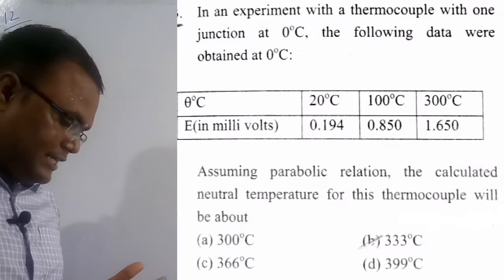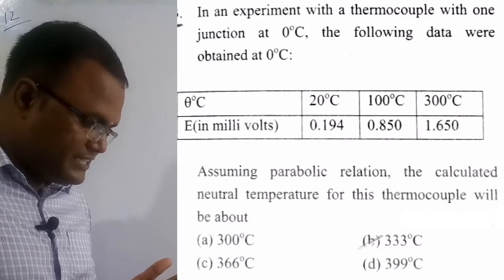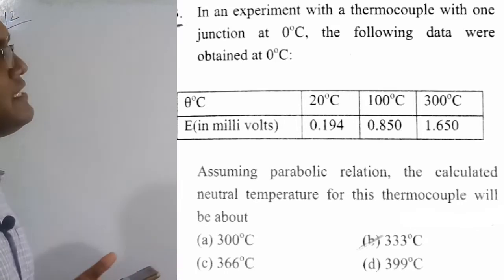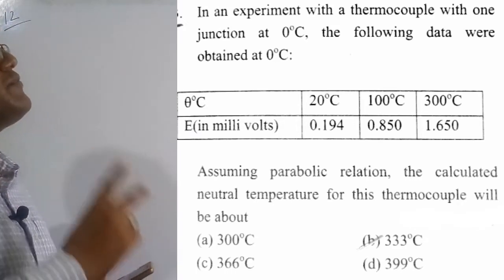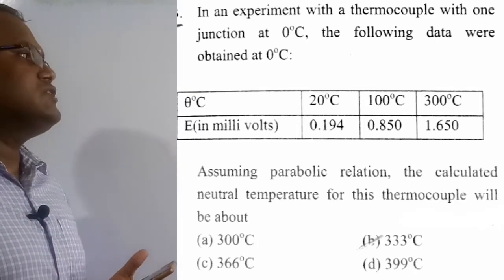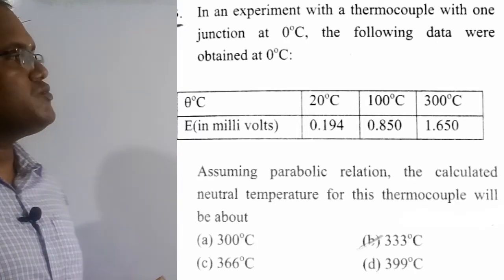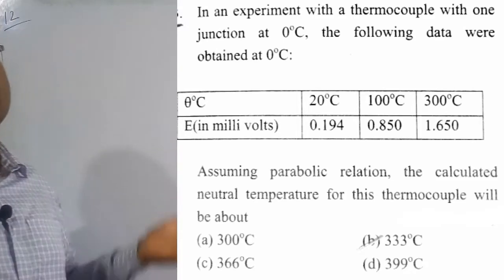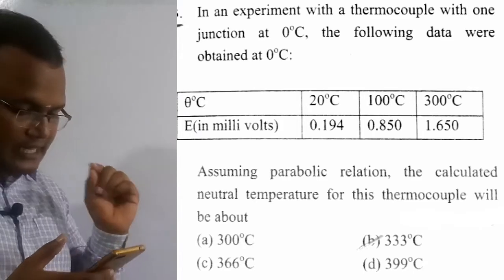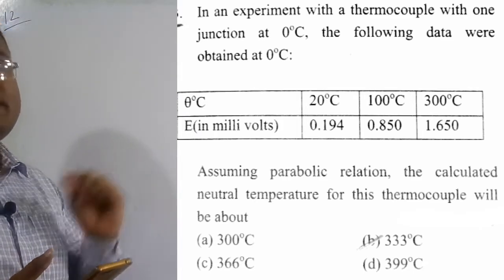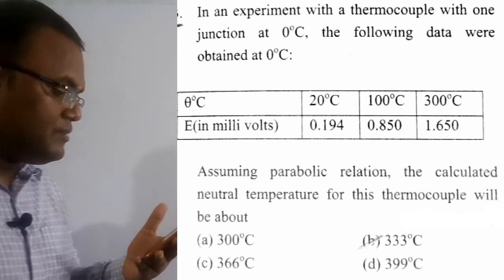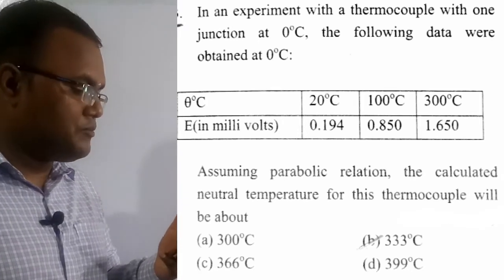Now we are going to solve the 12th question. See the question here. In an experiment with a thermocouple with one junction at 0 degrees centigrade, the following data were obtained. Thermocouple basically means two different materials are connected at two different temperatures. Because of the temperature difference, an EMF is induced in the thermocouple and current flows. The EMF at each individual temperature is also given in the diagram. Assuming a parabolic relation, the calculated neutral temperature for this thermocouple will be about.